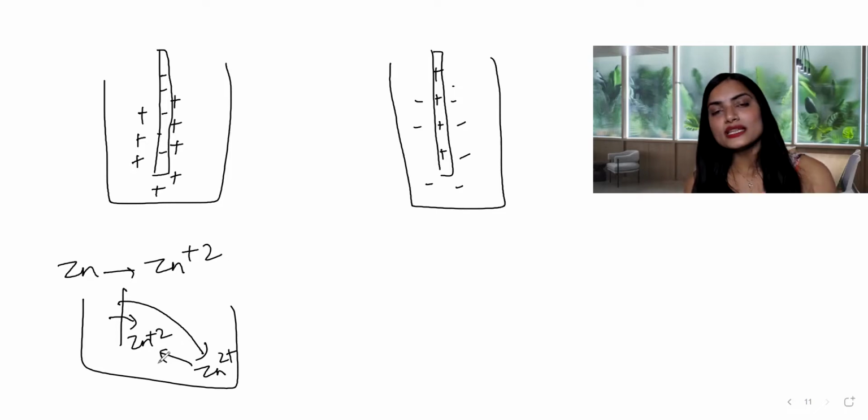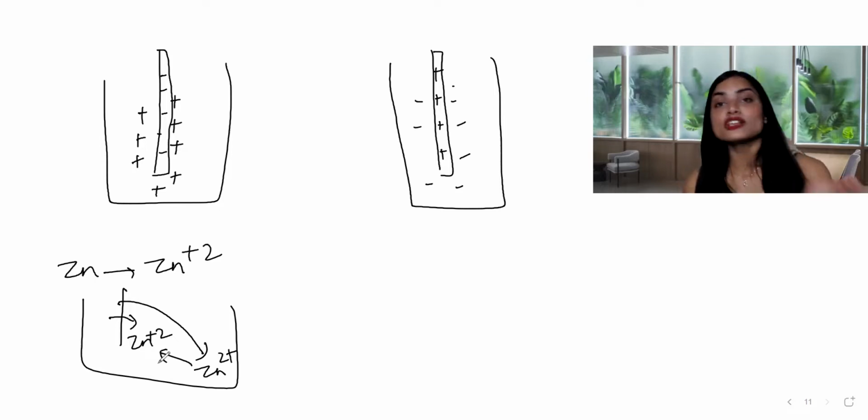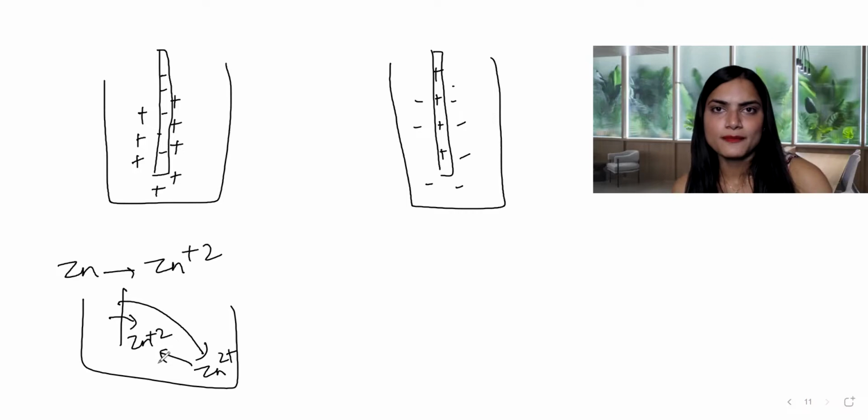But now, once this zinc atom has oxidized, what is happening? We have more positive charge in the solution. Because we have more positive charge in the solution, when the next zinc atom comes, it will get repulsion from the already accumulated positive charge. And obviously our cell will stop working, because if the zinc atom does not oxidize, there will be no flow of electric current. Electrons will not travel from the zinc electrode to the cathode, this copper electrode. So our cell will stop working.